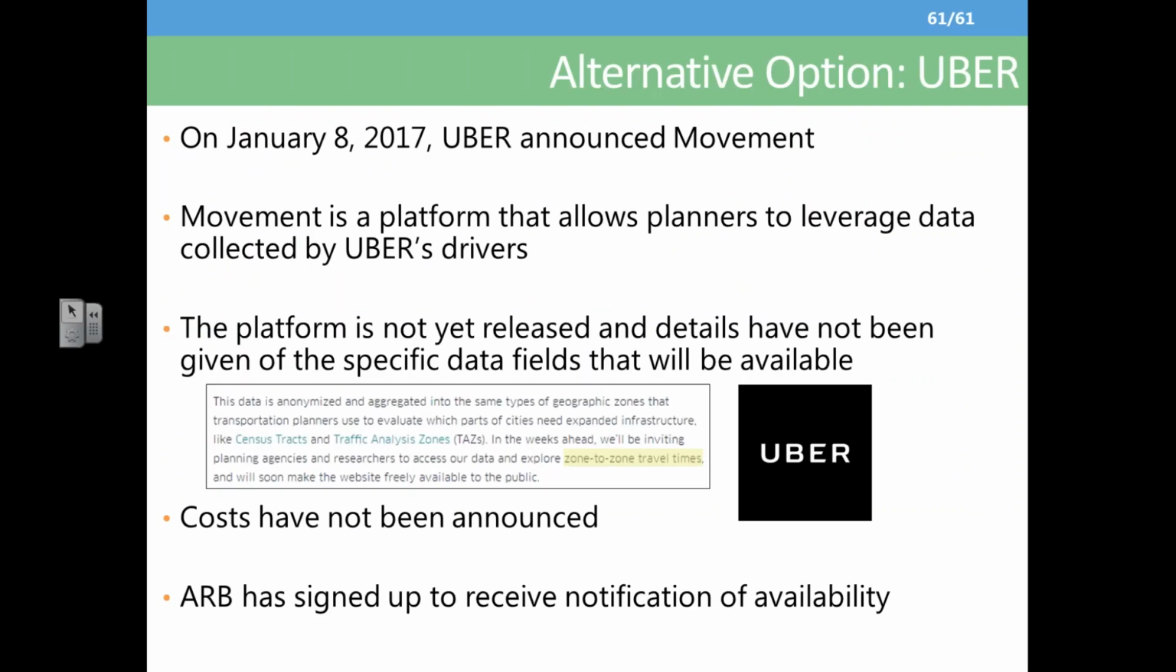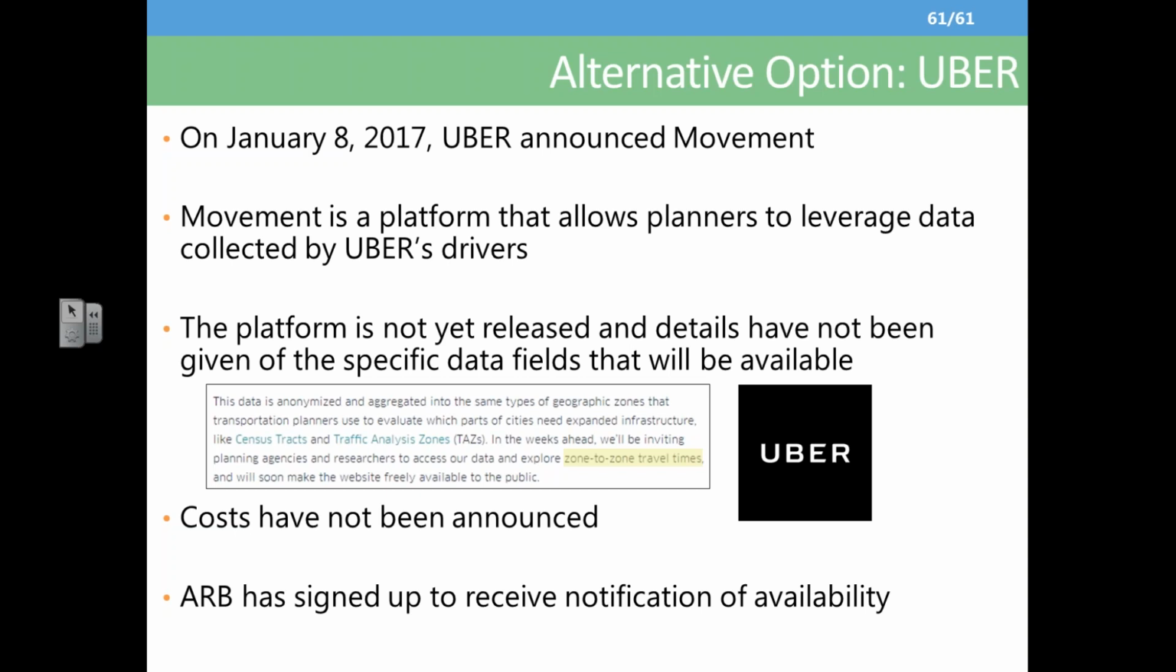So, the wild card. Chris earlier brought up Google data or Waze data. I honestly haven't looked too deep into that, but from what I knew before, the only way to get at that data is to be a developer and have agreements. But on January 8th, 2017, Uber announced Movement, a platform that allows planners to leverage data collected by Uber's drivers. So I guess this whole time they've been collecting information about where their drivers go.